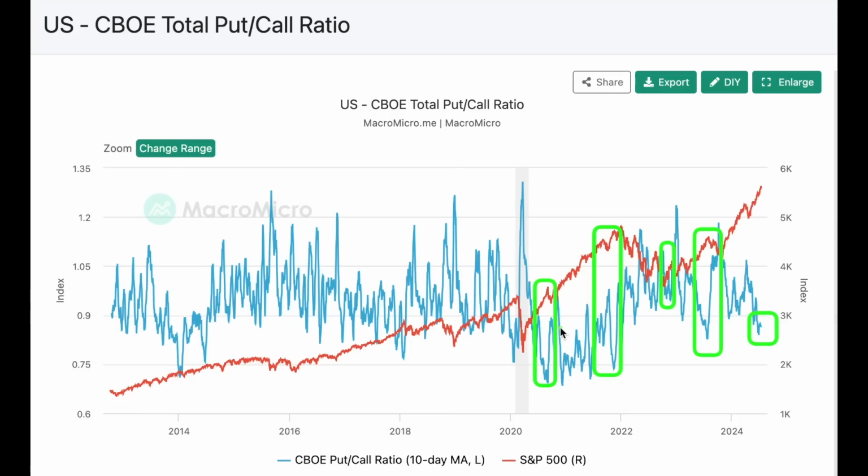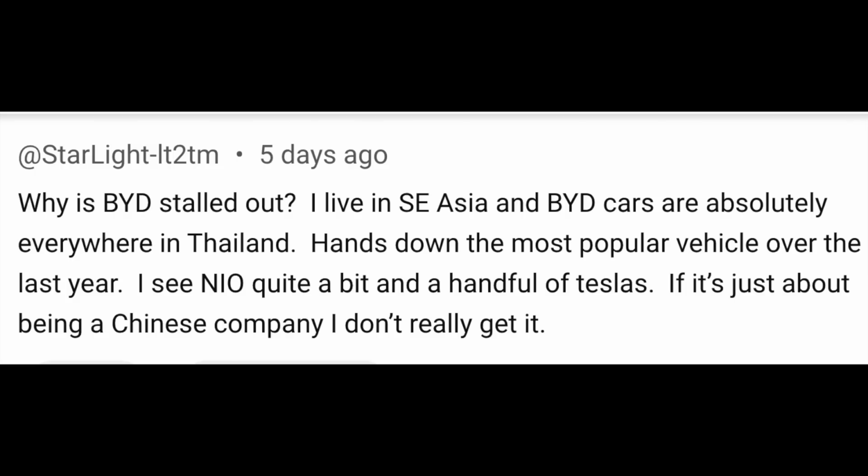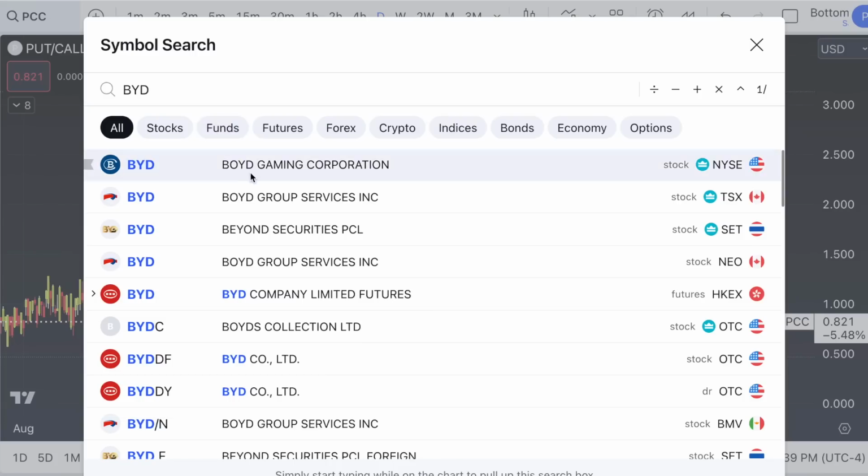So it could be August, maybe it's going to be September, we'll have to see. Now, next one says, why is BYD stalled out? I live in Southeast Asia, and BYD cars are absolutely everywhere in Thailand. Hands down the most popular vehicle over the last year. I see NIO quite a bit, and a handful of Teslas.